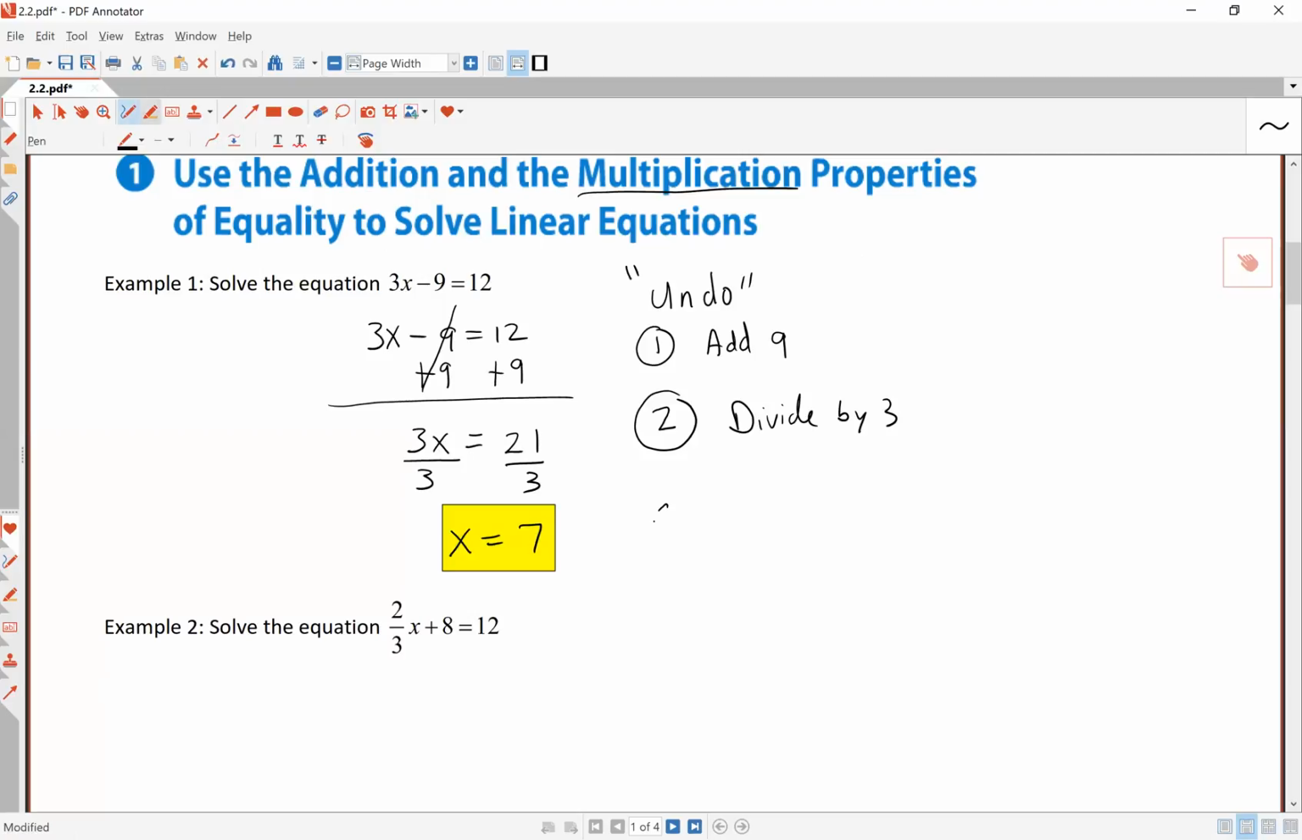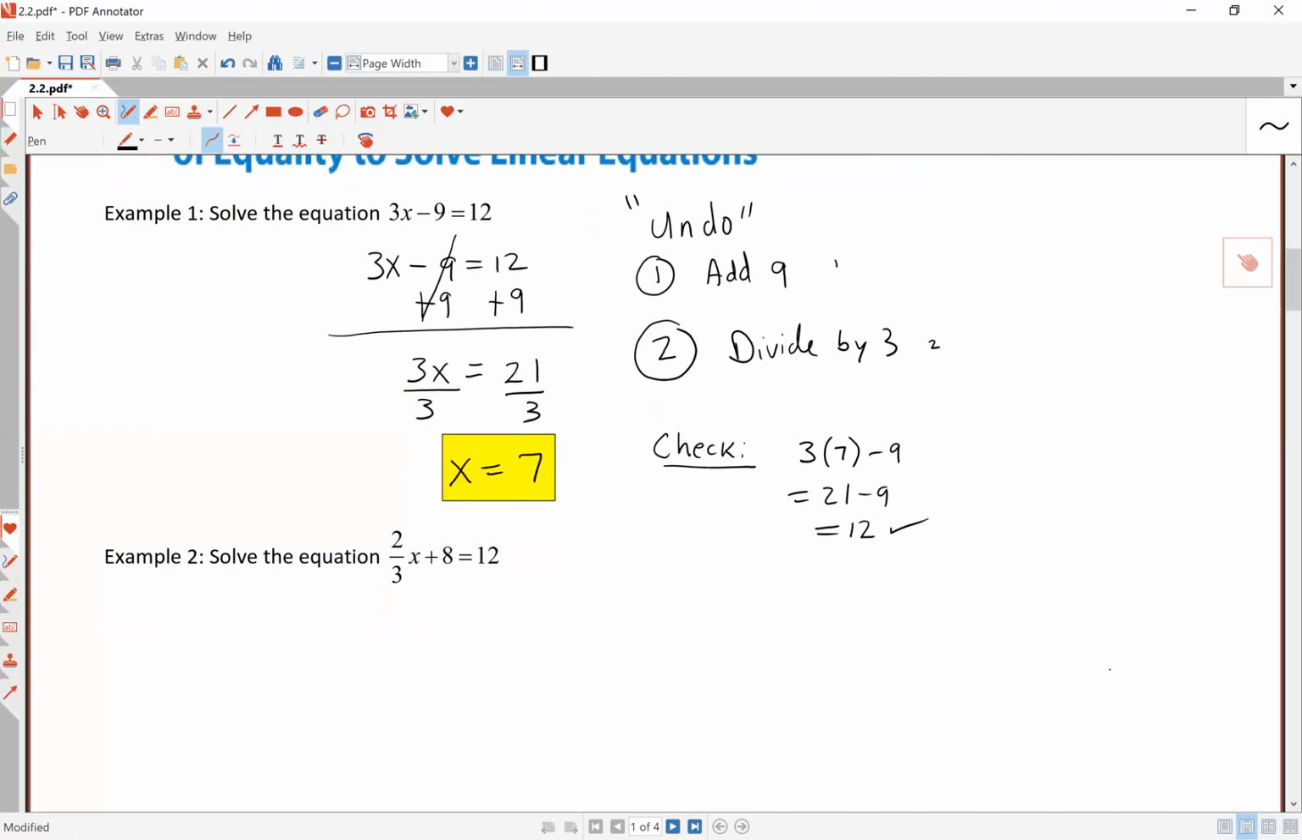Now, of course, I should always remind you that you can check this by putting it right back into the equation. 21 minus 9 is 12. So recall, you always undo by adding or subtracting first, and then by multiplication or division second.